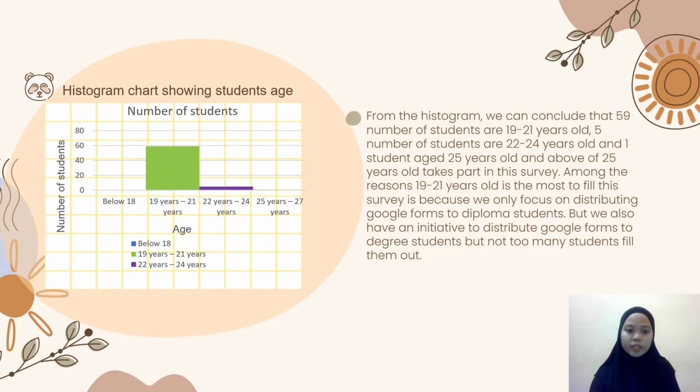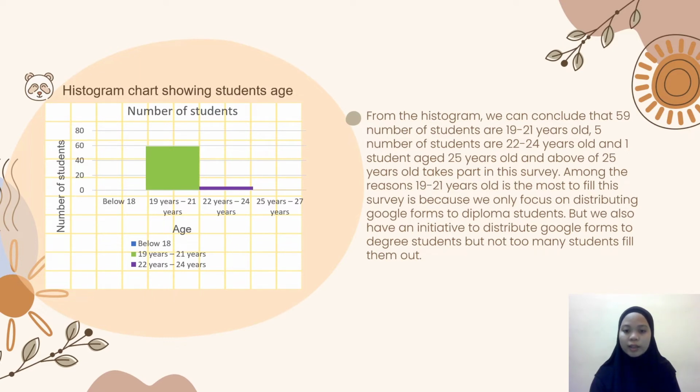For student age, we use a histogram chart. From the histogram, we can conclude that 59 students are 19 until 21 years old, 5 students are 22 until 24 years old, and 1 student aged 25 years old and above took part in this survey.